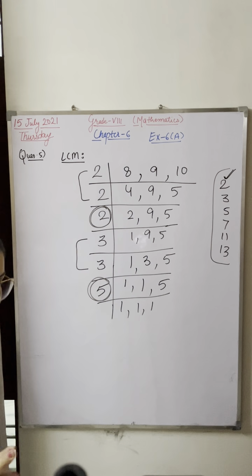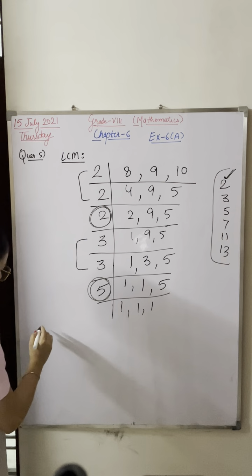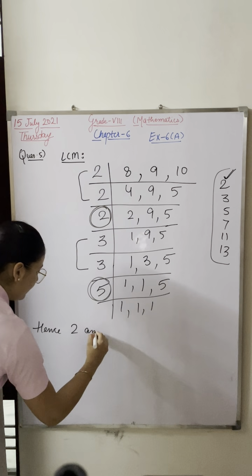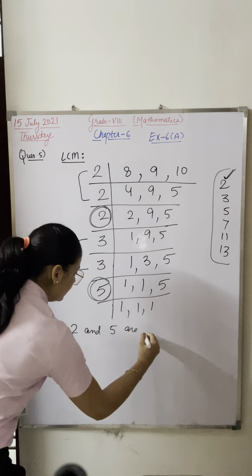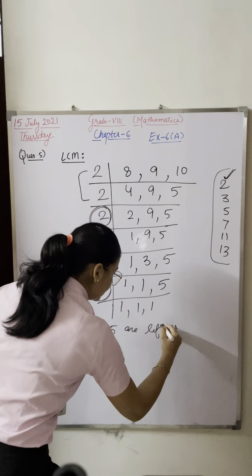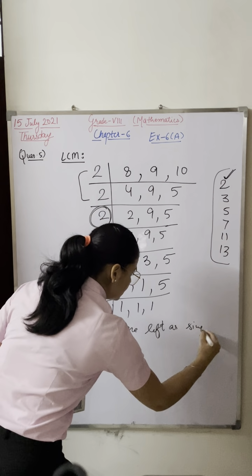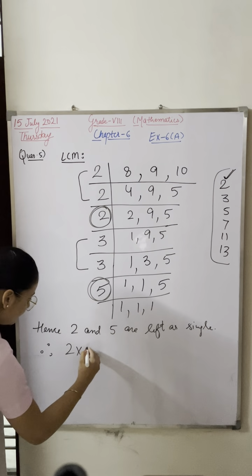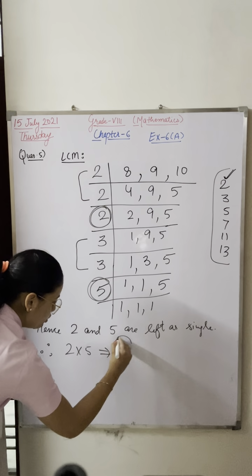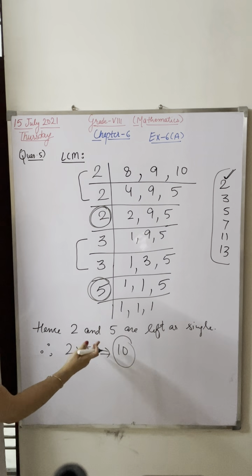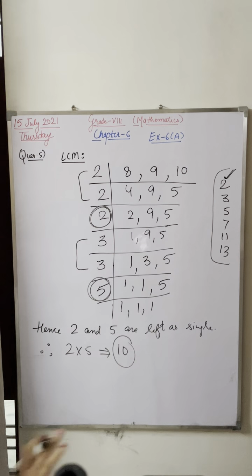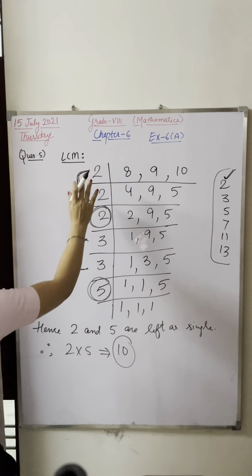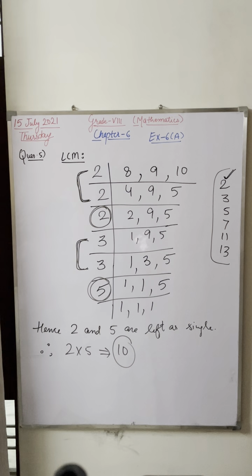Very good. So here you can write in this way: hence 2 and 5 are left as single. Therefore 2 multiplied by 5 is 10. You have to multiply these two numbers which are left as single. The rest are pairs. Don't touch these numbers. These will be as it is. These are two pairs.